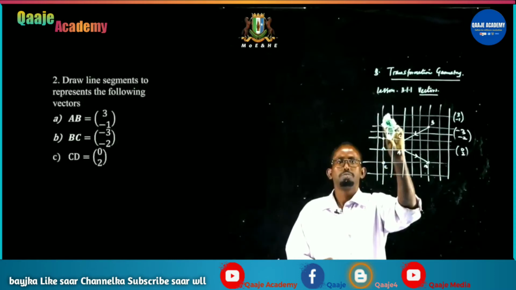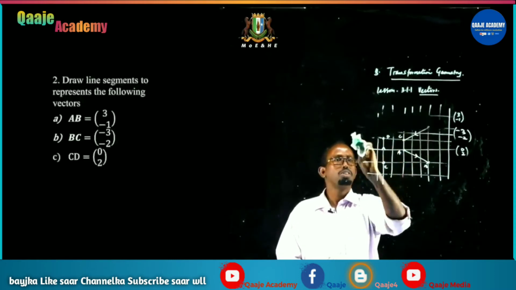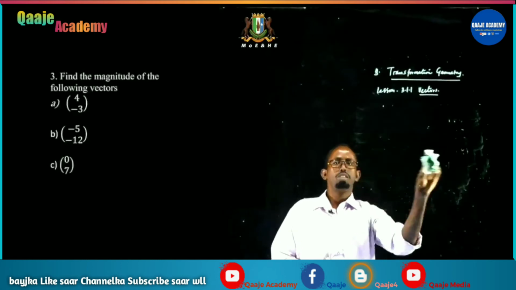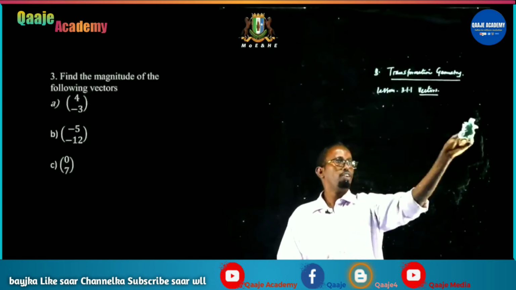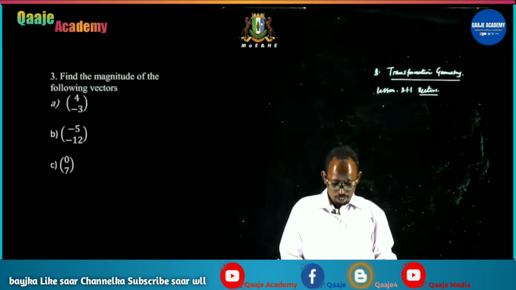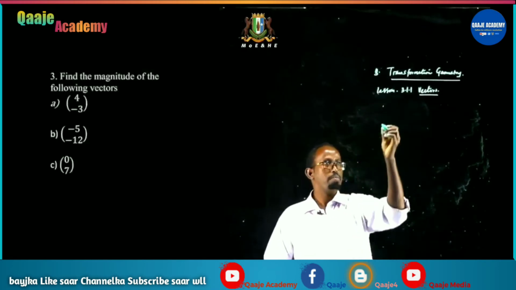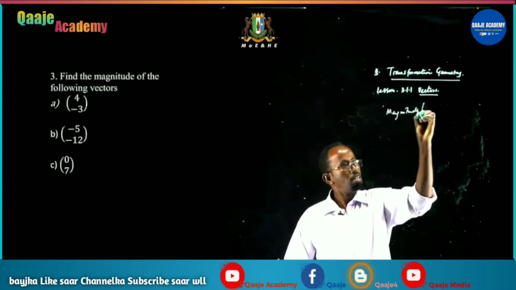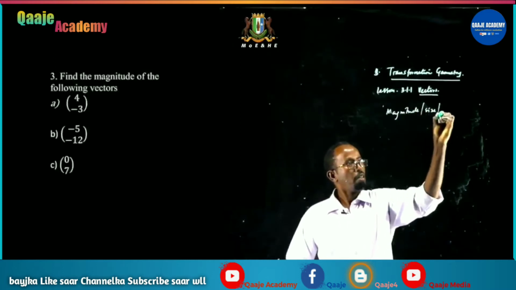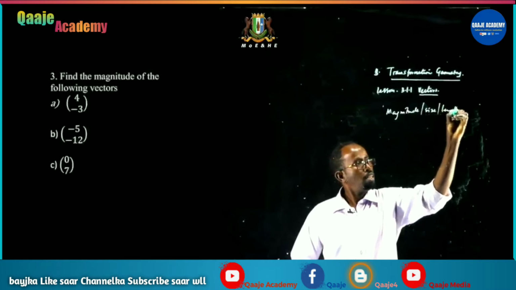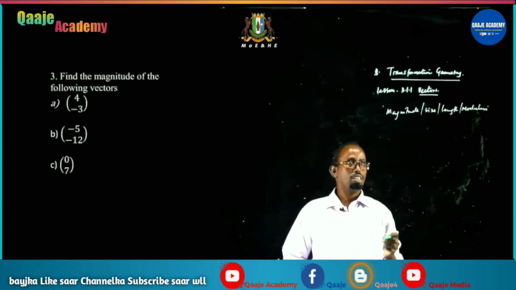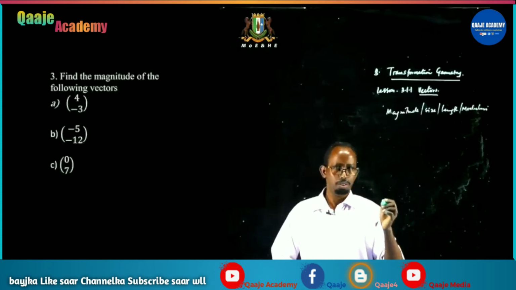Next, find the magnitude of the following vectors. We can call that either magnitude, or size, or the length, or the modulus of the vectors. They all mean the same: magnitude, size.